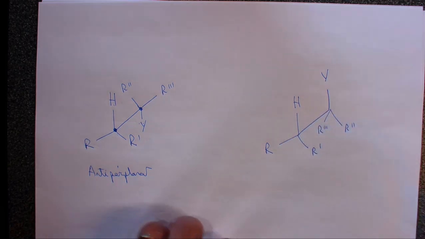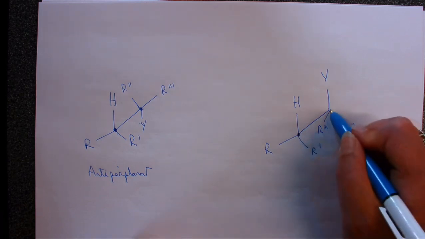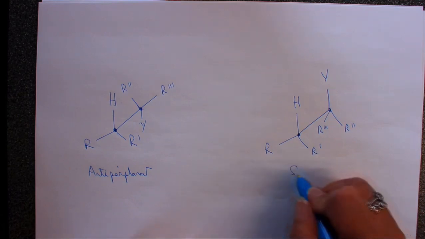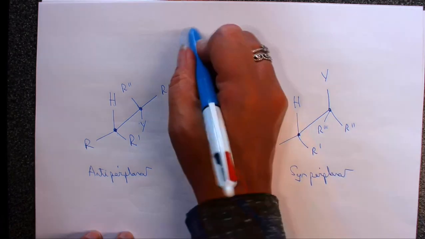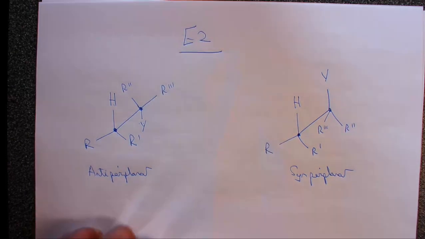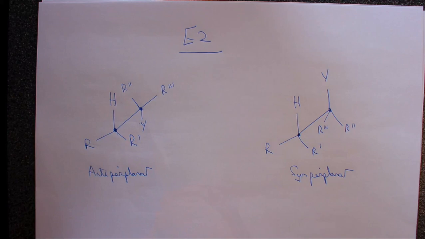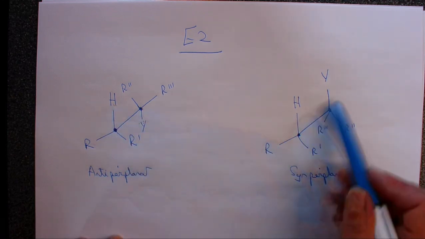So this could be another way in which we could have the groups so that they are planar, but now these are on the same side. So these are not anti-periplanar, these are syn-periplanar. So we said for E2, what we need is for the groups to be periplanar, and we've said it's better if they're anti. So it's better if they're opposite each other rather than on the same side.